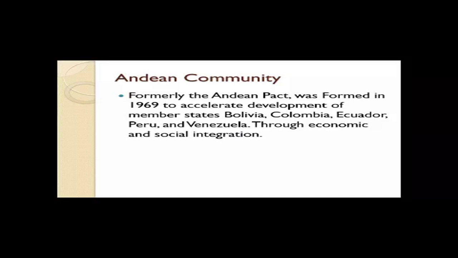Andean Community. The Andean Community, formerly the Andean Pact, was formed in 1968 to accelerate the development of member states Bolivia, Colombia, Ecuador, Peru, and Venezuela. Through economic and social integration, members agreed to lower tariffs on intergroup trade and work together to decide what products each country should produce. At the same time, foreign goods and companies were kept out as much as possible.